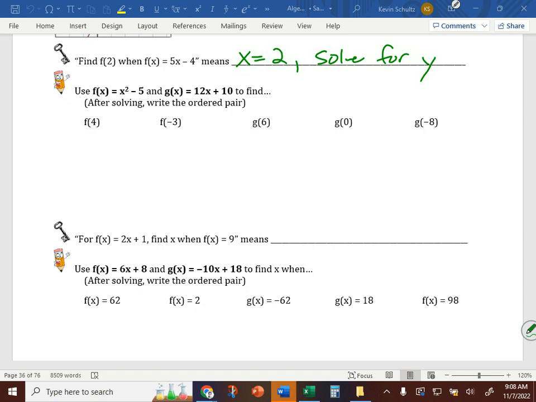Find f of 2 when f of x equals 5x minus 4, because remember, this f of x is a fancy name for y, so really this equation is the same as y equals 5x minus 4. Find f of 2 means x equals 2, solve for y.